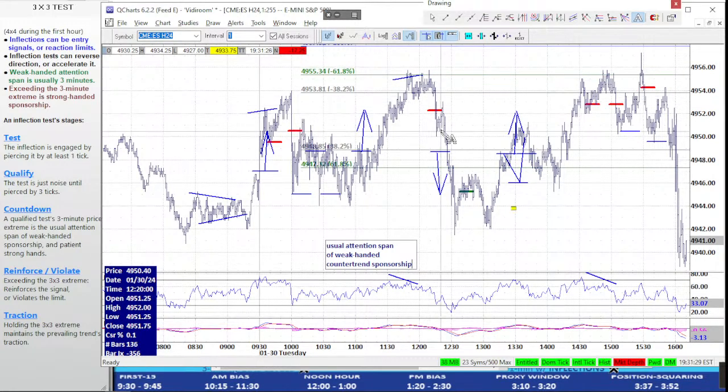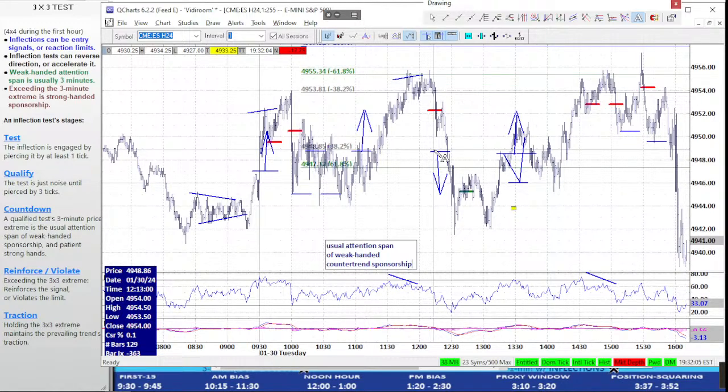Here's a long. Here's a pullback limit. Who won this? Well, sellers won this. So these aren't weak-handed sellers. We're in a sideways day, so we're going to see a lot of chop. But that is either weak-handed sponsorship that holds that test and price recovers, the strong-handed sponsorship recovers and resumes the rally, or it's stronger-handed counter-trend sponsorship taking control.